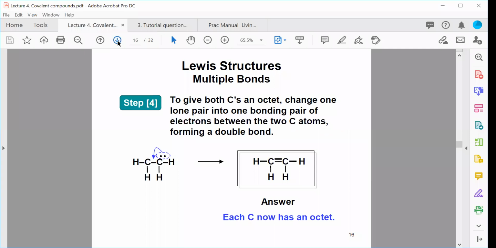All right, so the solution: to give both carbons an octet, change the lone pair into an extra covalent bond between the 2 carbons. In other words, take that lone pair and convert it into an additional covalent bond line, as you can see here. And now we have satisfied the octet rule.